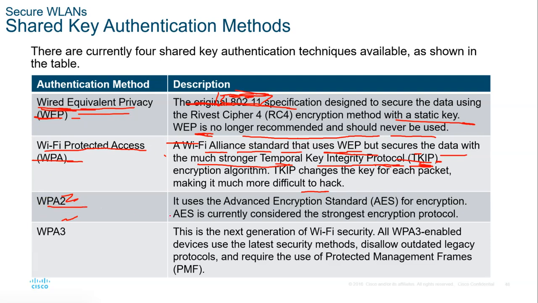Then we have version 2, which uses the Advanced Encryption Standard for encryption, currently considered the strongest encryption. Then version 3 is the next generation of Wi-Fi security. Wi-Fi Protected Access version 3 enables devices to use at least one security method, disallows outdated legacy protocols, and requires the use of protected management frames.